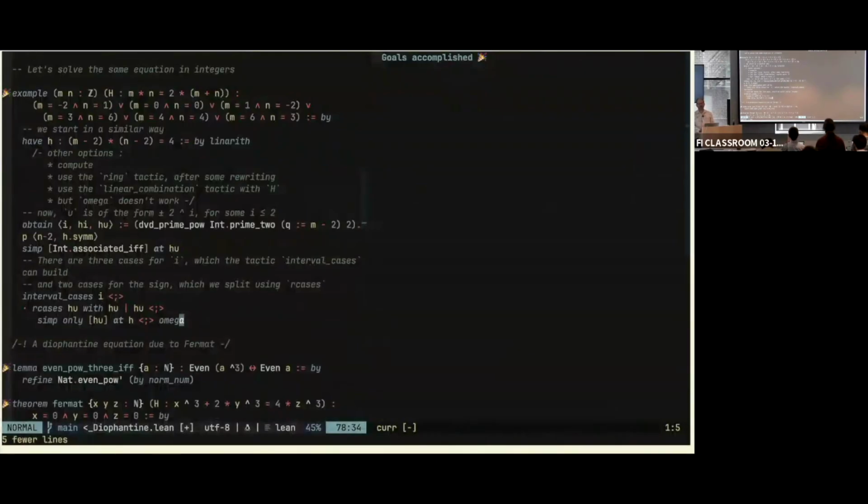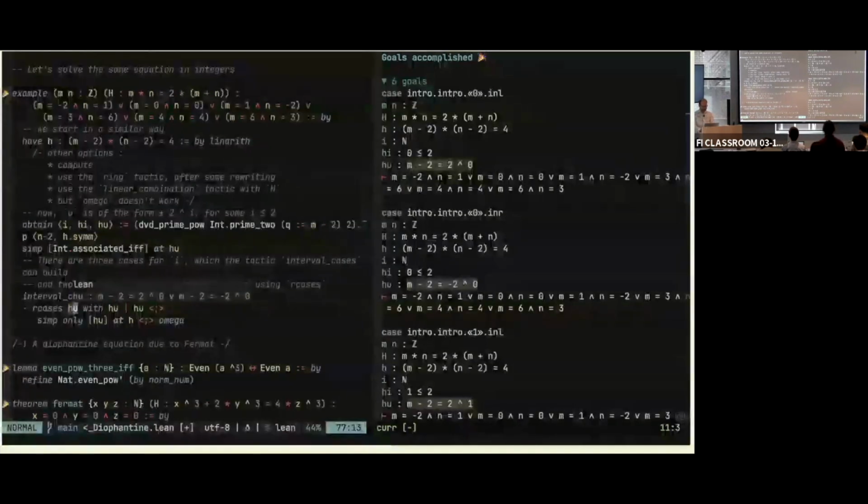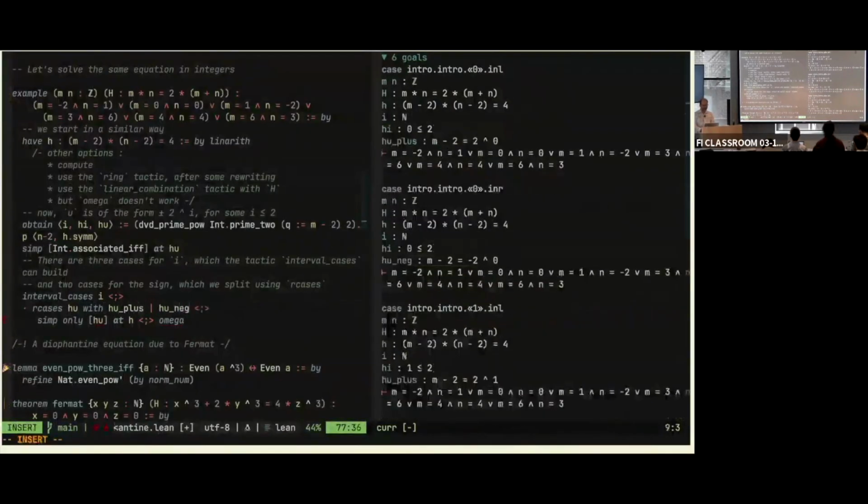Excuse me, what does the with keyword do in general? With rcases, you take this hu, which is A or B, and you call something for the cases. So I could have written this: hu is that m minus 2 is something, or m minus 2 is minus something. So I could have said hu_plus and hu_neg.